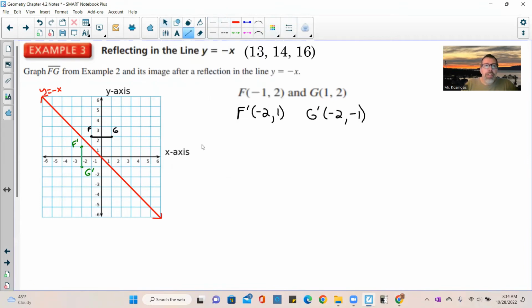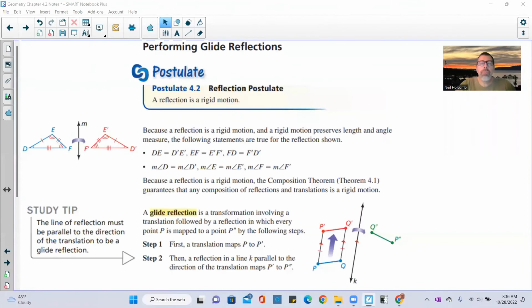So that's what example 3 should look like. Graphing FG from example 2 and its image after reflecting in y equals -x. And I checked it with our new rule and it checks. So now you should be able to do problems 13, 14, and 16 on your homework.